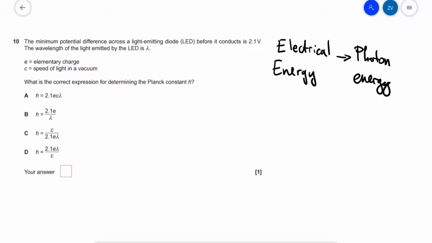Our expression for electrical energy is eV. This comes from this formula I'm going to write over here on the side, which is given in your formula booklet, that electrical energy or electrical work done is equal to QV. However, rather than Q the charge, I'm just being a little bit more specific and I'm using e, the electron charge, eV. Now this is equal to the photon energy, which is equal to hc over lambda.